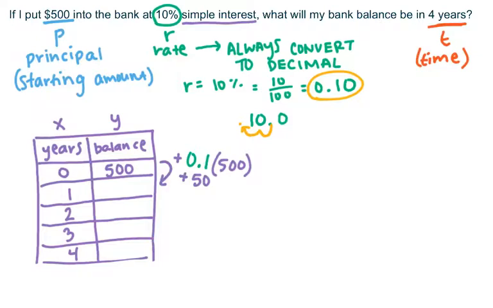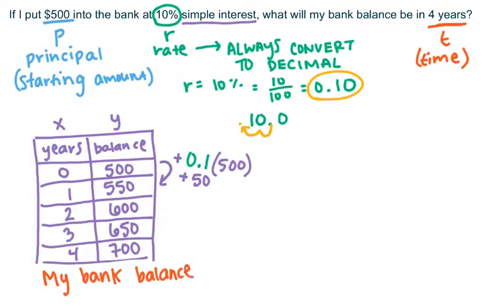So for year 1, I have $550. Year 2, I'm going to have $600. So I'm adding 50 every single time, right? Year 3, $650. Year 4, $700. So I can say that my bank balance in 4 years will be $700.